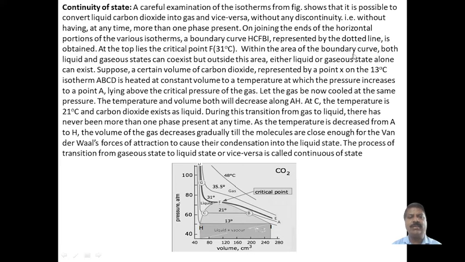Within the area of the boundary curve, both liquid and gaseous states coexist. But outside the area, above this F point, it remains in the gaseous state, and this side remains in the liquid state, and either gas alone or liquid alone exists. Suppose a certain volume of carbon dioxide is represented by the point X.